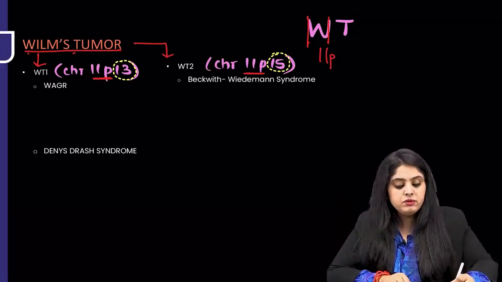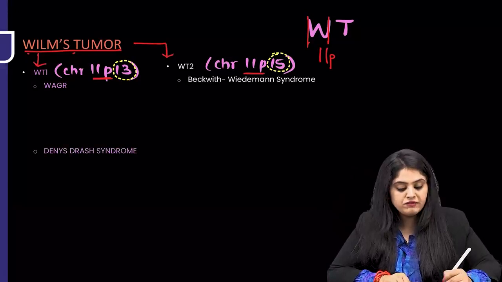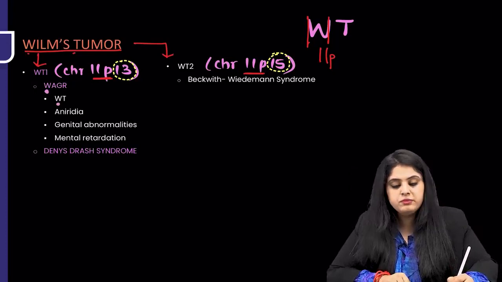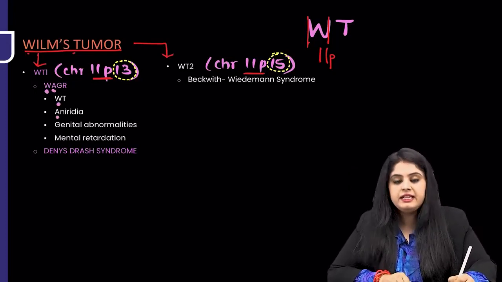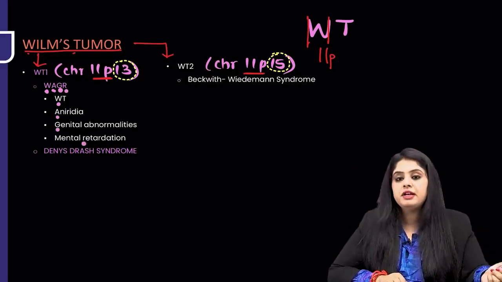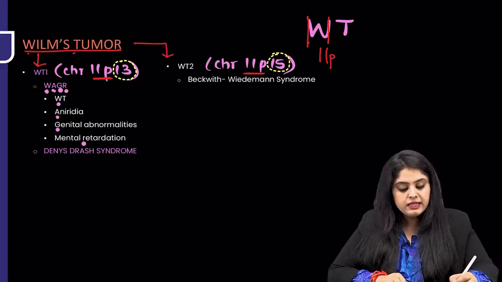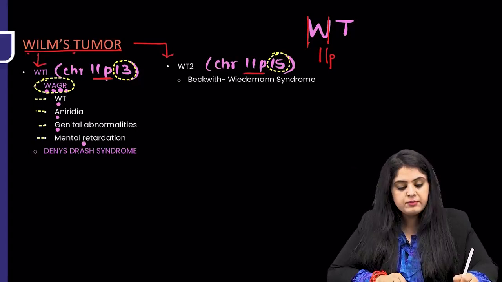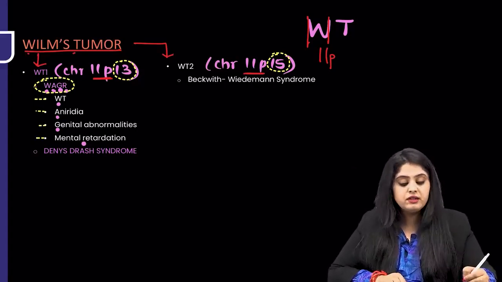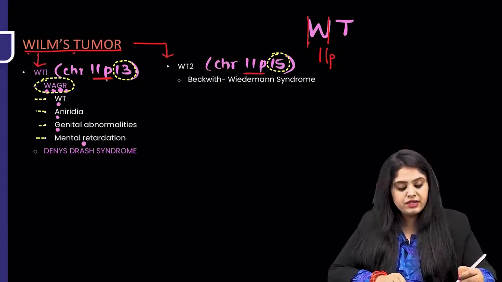When a person has a WT1 problem, he suffers from WAGR and Denys-Drash syndrome. What is WAGR syndrome? WAGR syndrome is W for Wilms tumor, A for aniridia, aniridia means iris is not there, G for genital abnormalities, and R for mental retardation. So repeating, what is WAGR? It is Wilms tumor, aniridia, then you have genital abnormalities and mental retardation. Versus there's another syndrome that can occur, Denys-Drash syndrome. What is Denys-Drash syndrome?